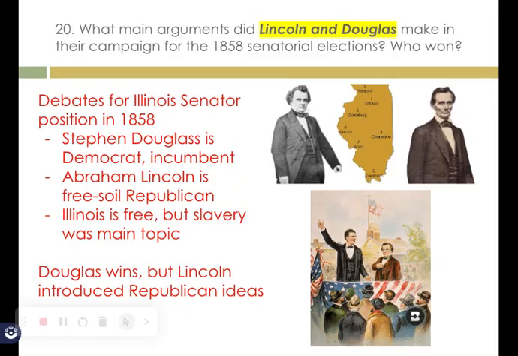Okay, so he wins re-election. And Abraham Lincoln can't even win a Senate seat in his own state, and yet he's still going to try to run for president in 2 years. Okay, so it's pretty crazy. It's sort of brave of him, a lot of confidence, right? But why is this so significant?